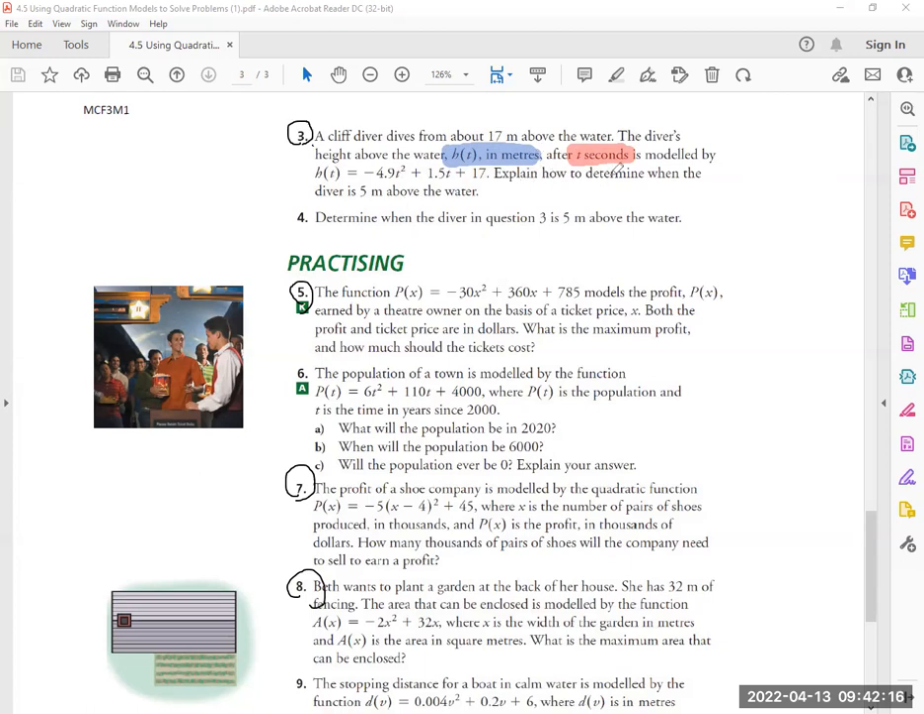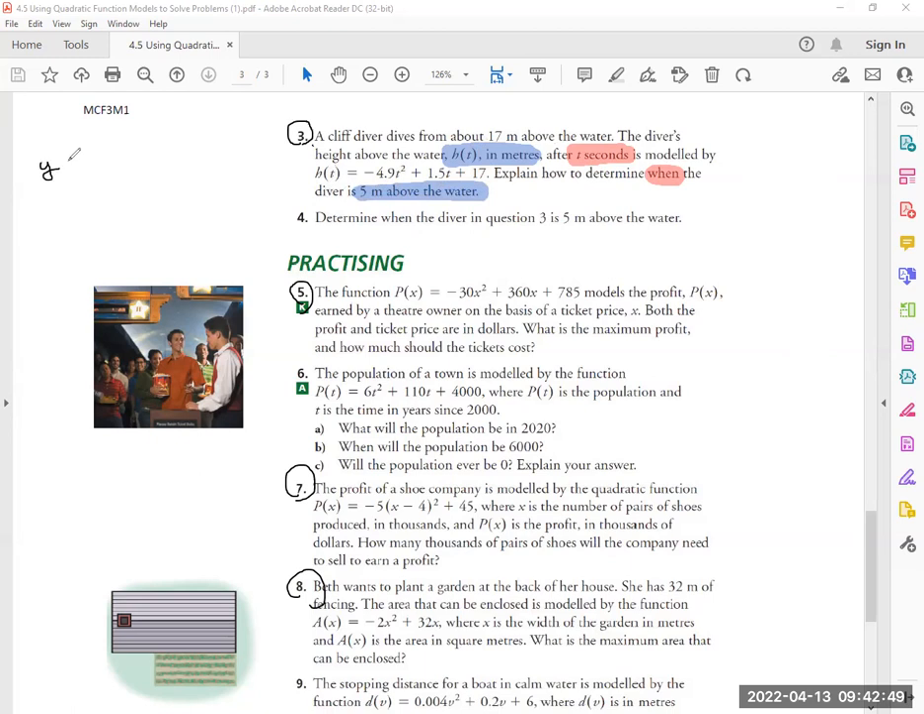So explain how to determine when the diver... Does "when" refer to height or does "when" refer to time? You have to make that decision on your own. And I hope you understand that "when" is time, and they give you a height. So if you break it down into x's and y's, right?